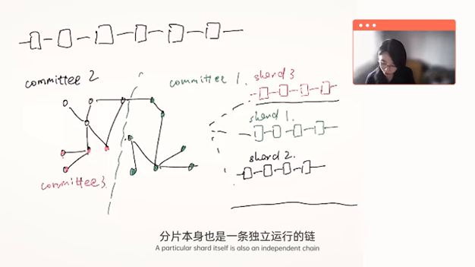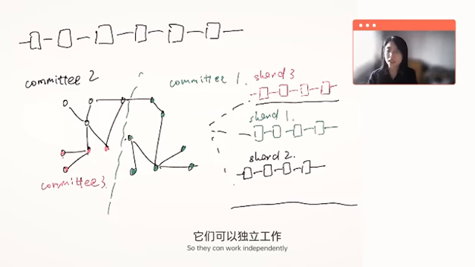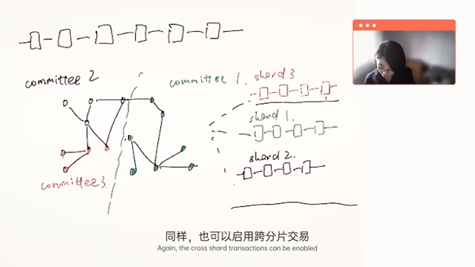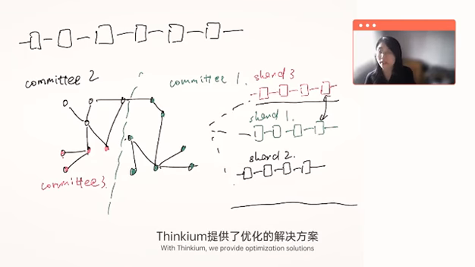A particular shard itself is also an independent chain, so they can work independently. Again, the cross-shard transactions can be enabled. With Thinkium, we provide optimization solutions to speed up the execution of those cross-shard transactions.